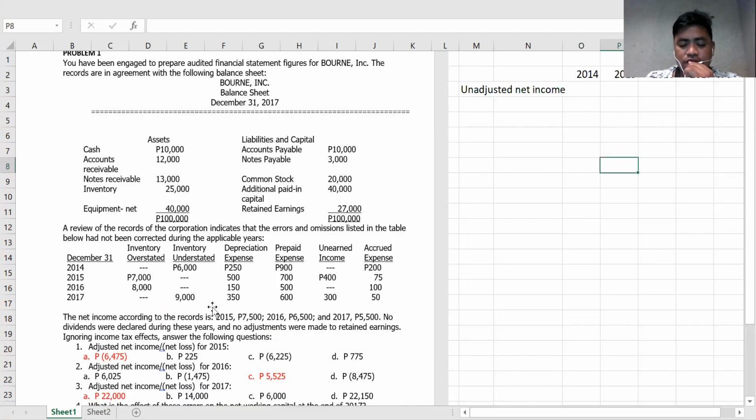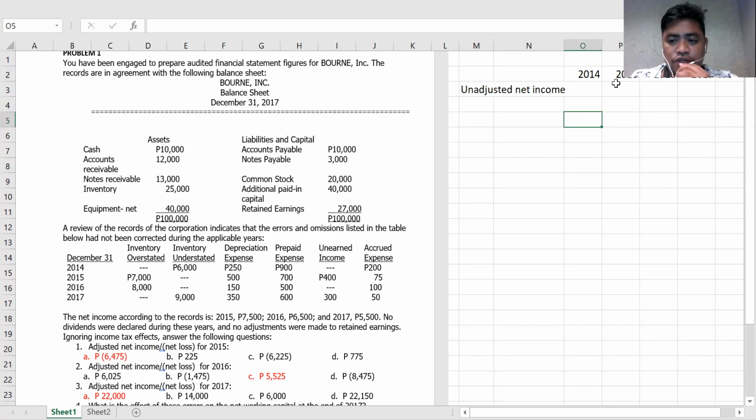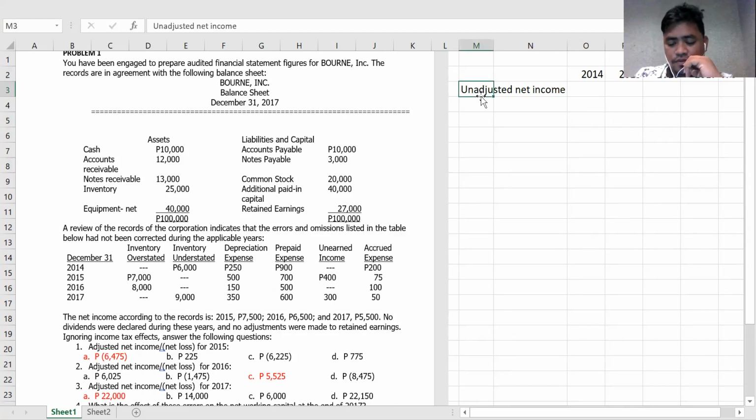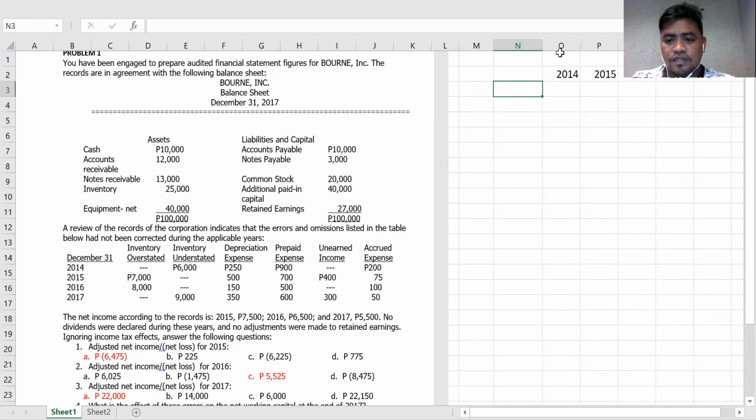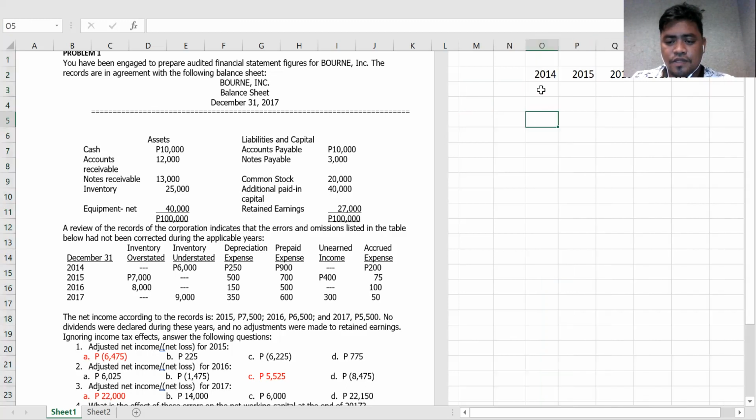So first, you have to analyze the errors. Effect of error first. The error here is for 2014. Let's analyze if it is counterbalancing or non-counterbalancing. This is the error for 2014.